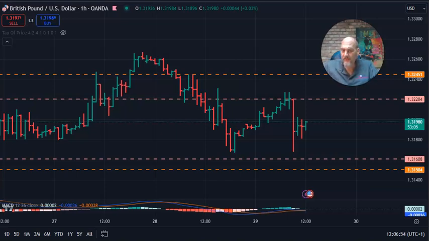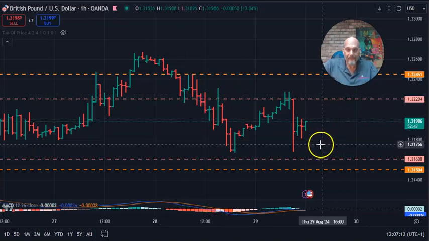So here we stand in sterling dollar, and it's been really boring, but we've had the high at 132.65, and that occurred on the 27th of August, and we haven't really done anything since. But here's where we stand right now.